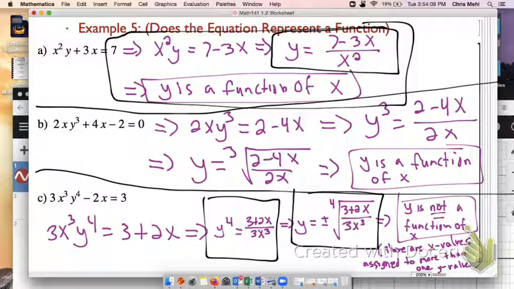So ultimately what you want to do is solve for y, and for certain equations that's going to lead to a single y value for each x, and for other equations it's going to lead to multiple y values for a given x.